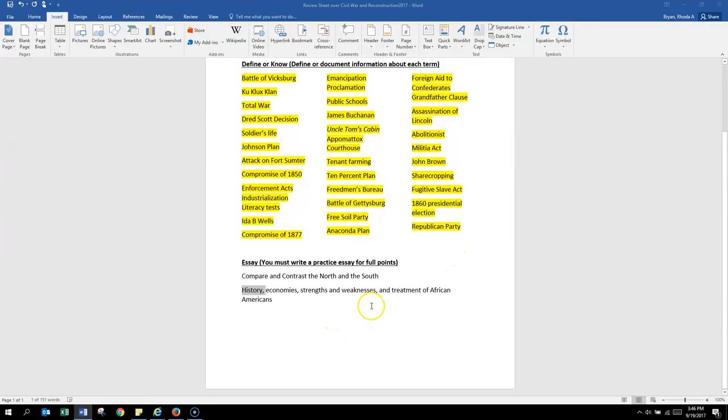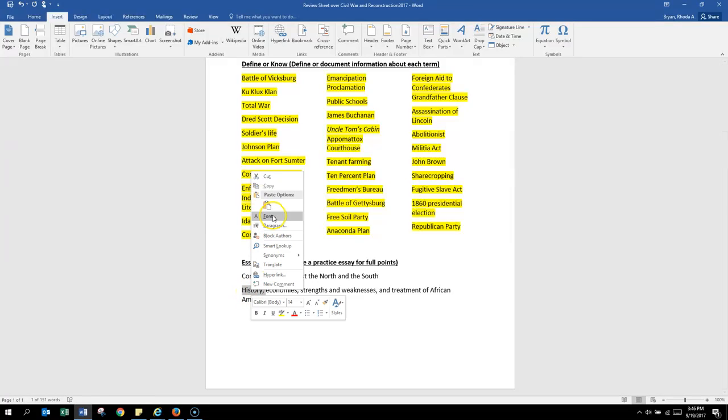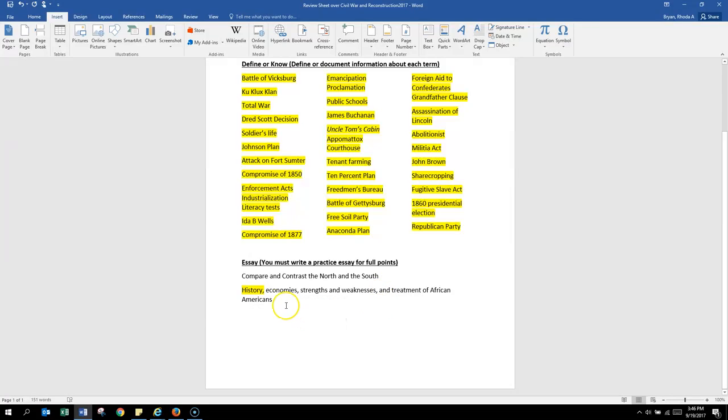Okay, I'm going to start going over the essay points so you can get full points on the essay. Probably the best thing about the essay is to be able to write a practice essay before you actually take the test. That's normally the expectation for the review sheet, but it also helps with doing well on the essay. So, their unique histories.